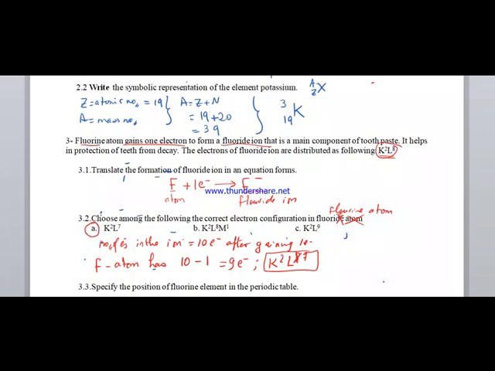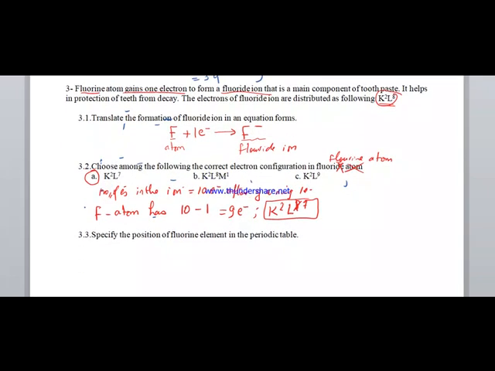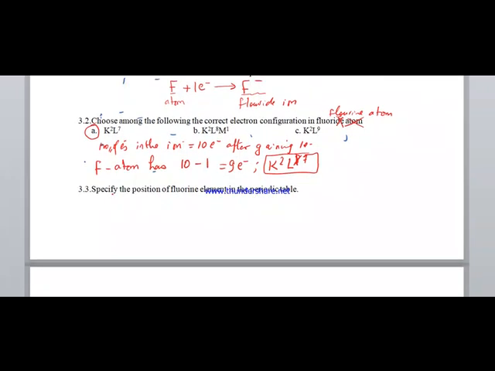Specify the position of a fluorine atom in the periodic table, row and column. For the fluorine element, we have 2 energy levels. Row 2, we have 2 energy levels, K and L. Column 17, since we have 7 valence electrons in the electron configuration, in the outer energy level.